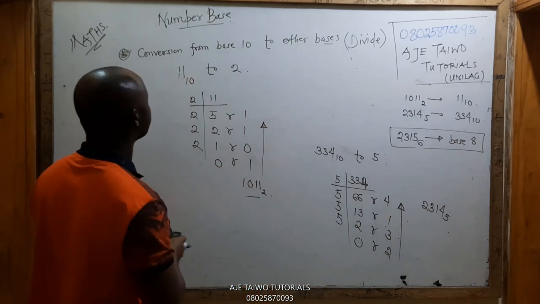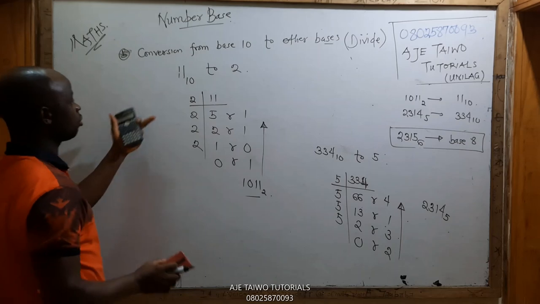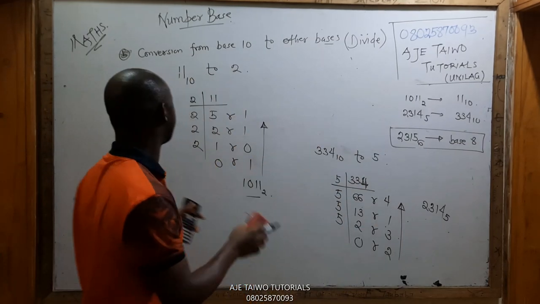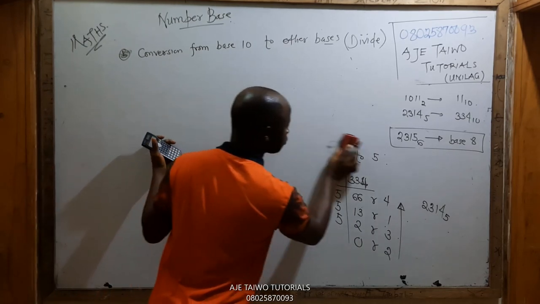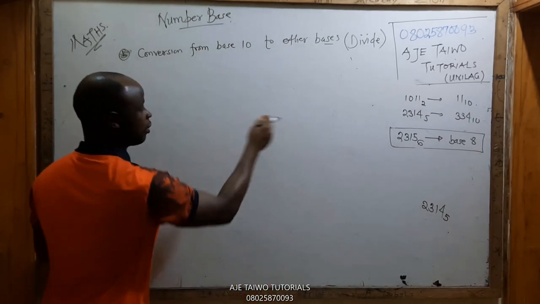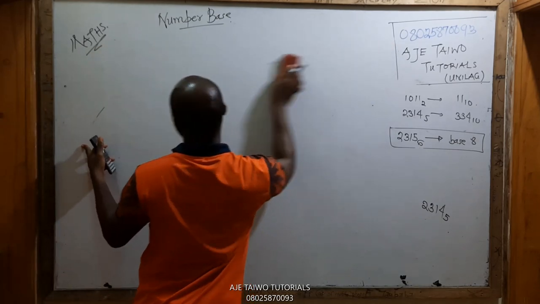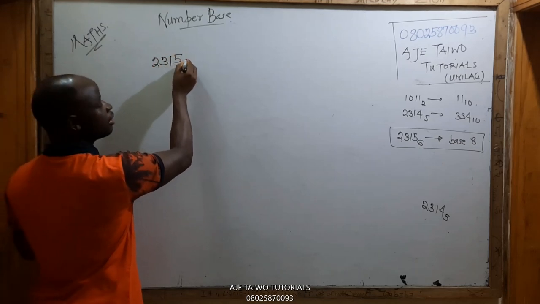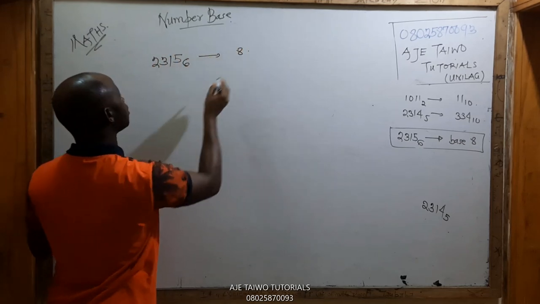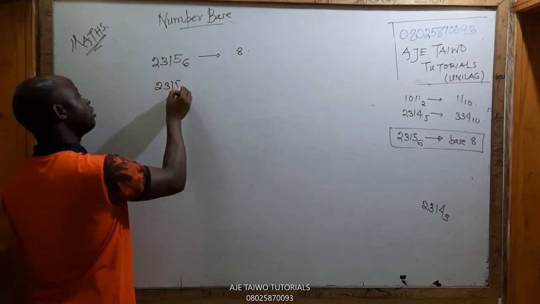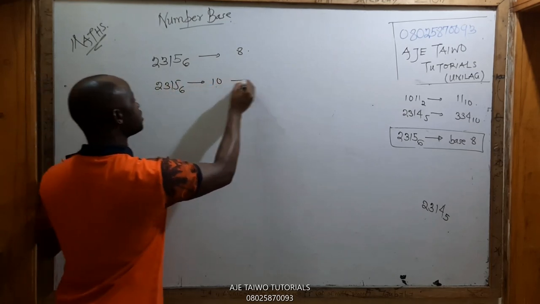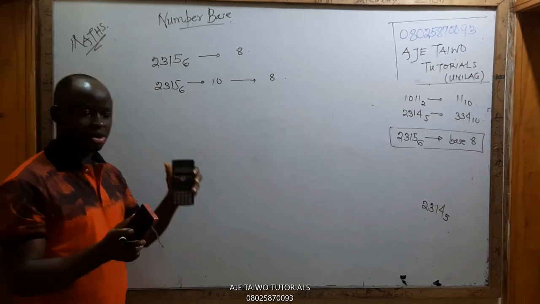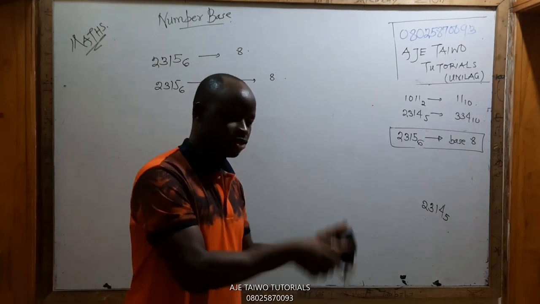So can somebody now try this one for me? You have understood that to go from base 10 to other bases, you divide. To go from other bases to base 10, you expand. That's the sense of it. Let's see the one I gave you. This doesn't follow anywhere, it's just an application: 2315 base 6 to base 8. You should go to base 10 first, and from base 10 go to base 8. You can only go from other bases to base 10, and from base 10 to other bases. That's what you can do.